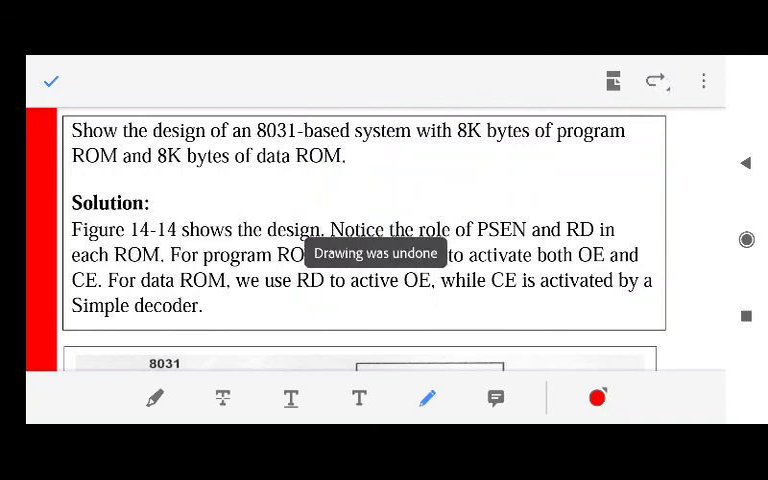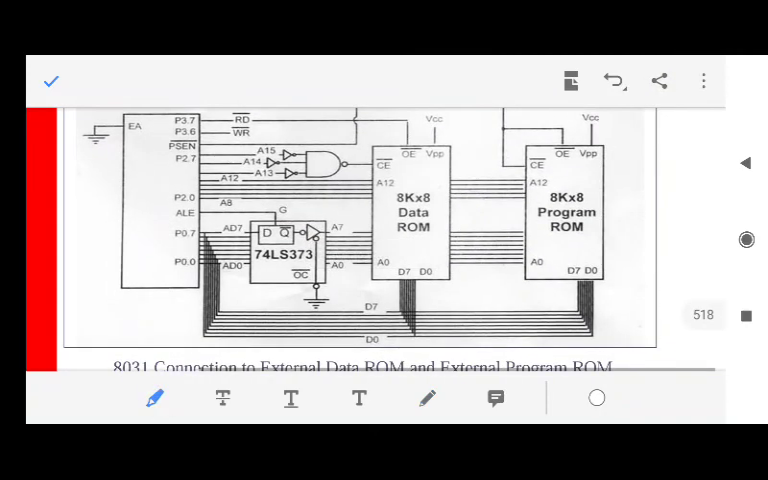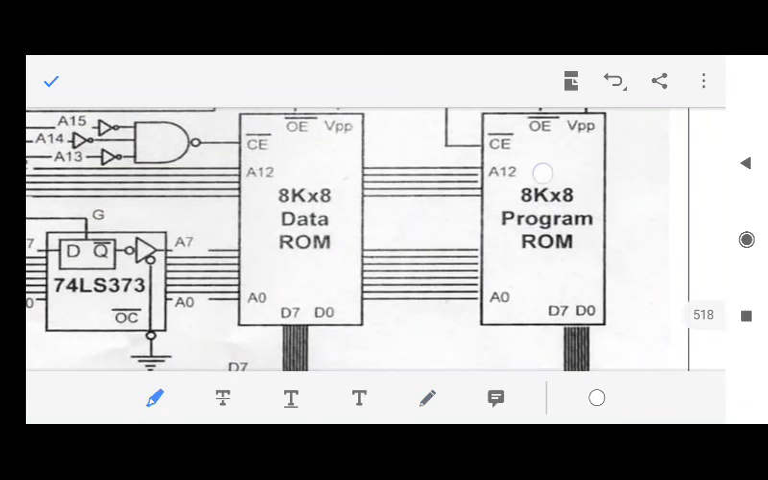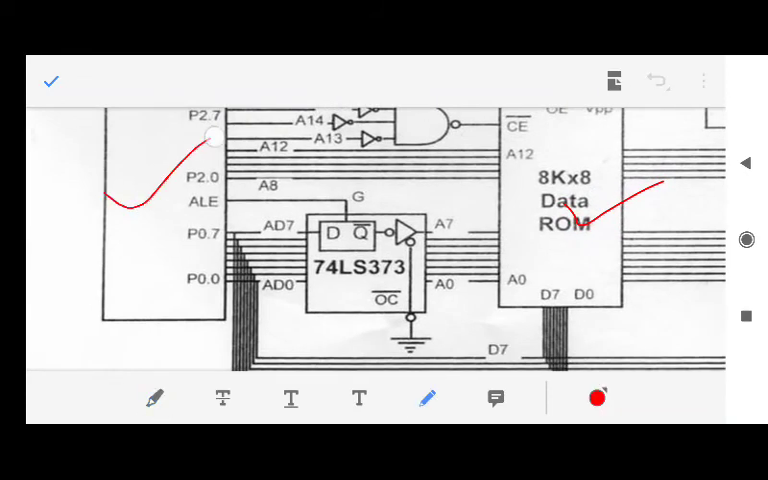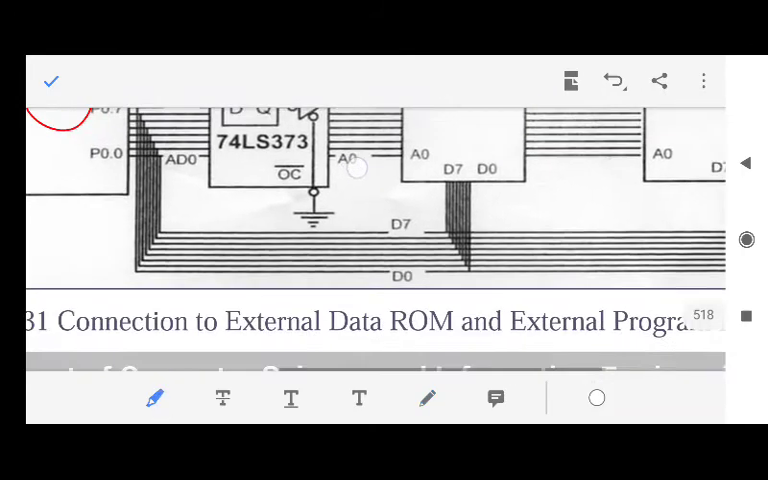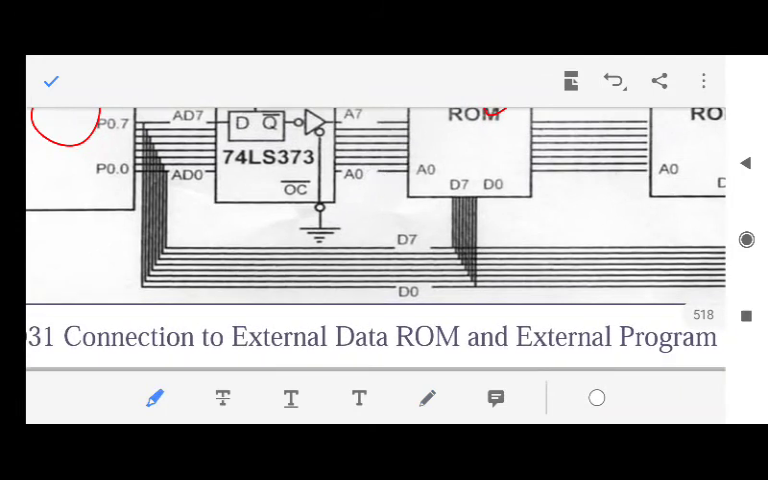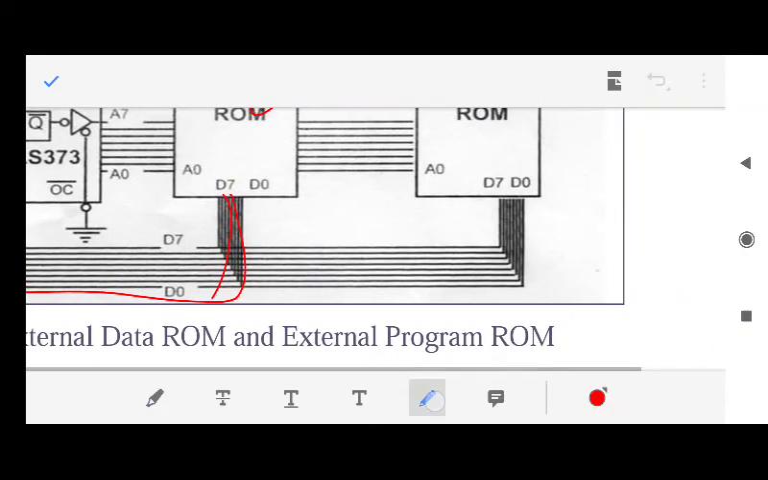So first you directly draw the memories. You have two memories, just draw them. Now you have one 8051, just draw it. Now you have to connect the 8 data pins from the 8051 to both the memories. So you take the data pins from port 0 and you connect all these 8 pins to this memory also and to this memory also. This is the first thing, it's done.